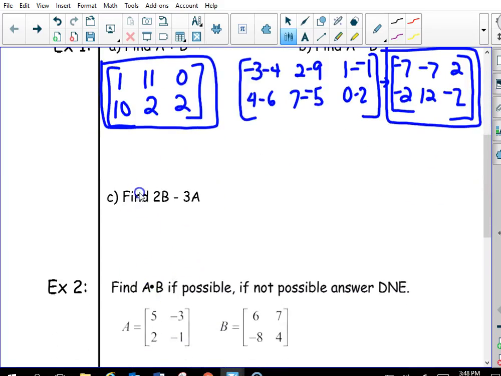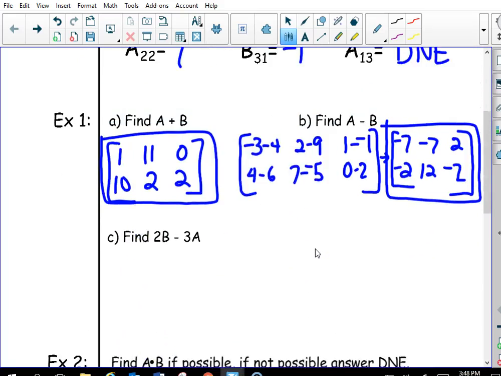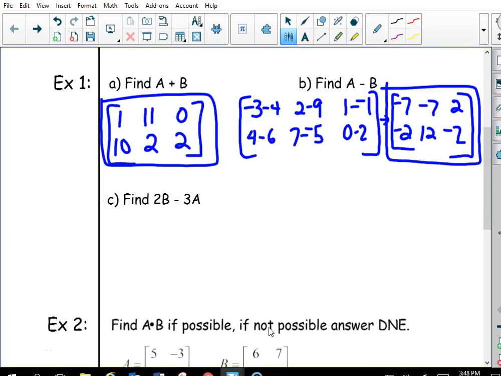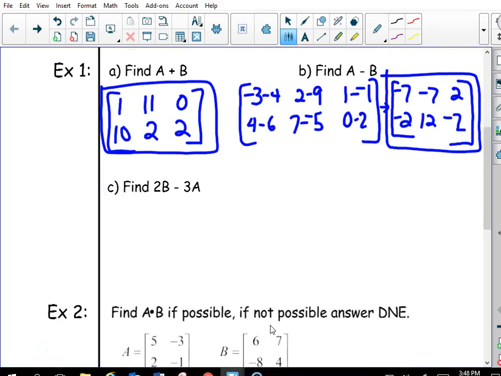This one's not too bad. They want us to find 2B minus 3A. So when we have a number in front of a matrix, we simply multiply every term by that number. So 2 times B, and looking at matrix B, first row, first column is a 4, so 2 times 4 is 8. 2 times 9 is 18, and -2, 12, -10, and 4. So that's 2B.